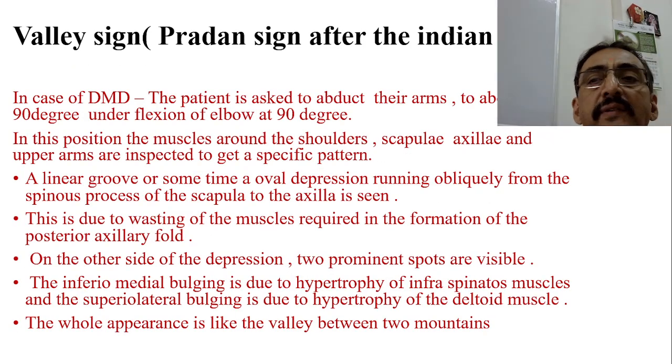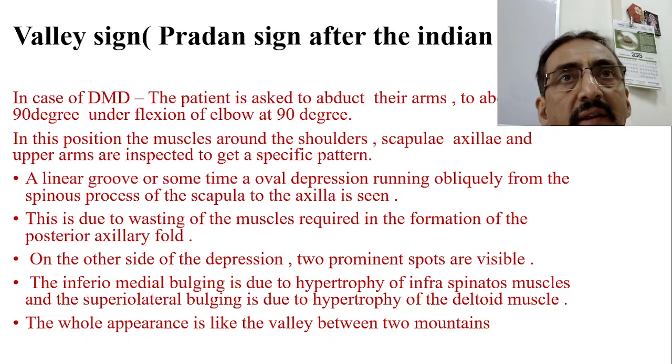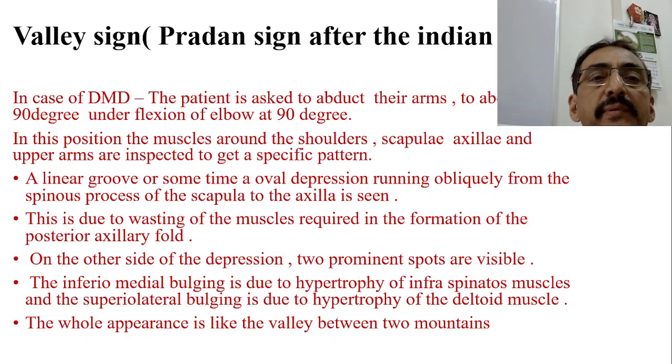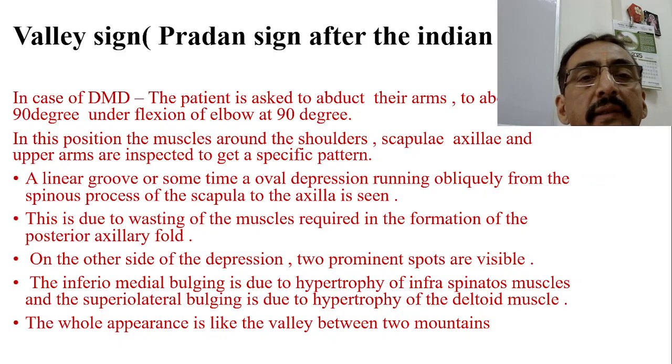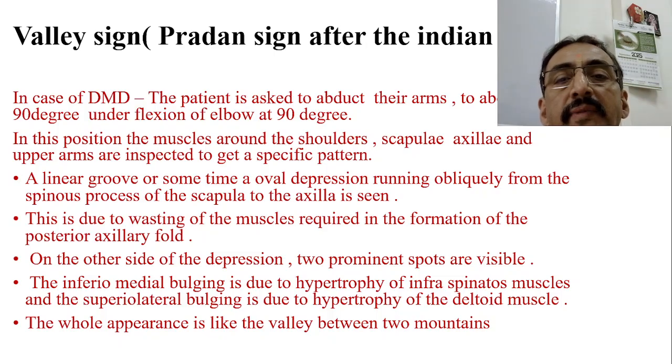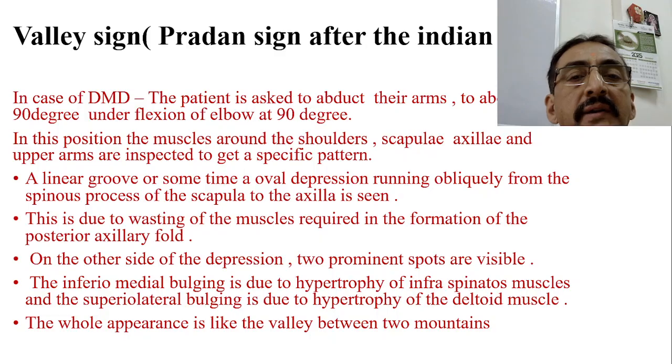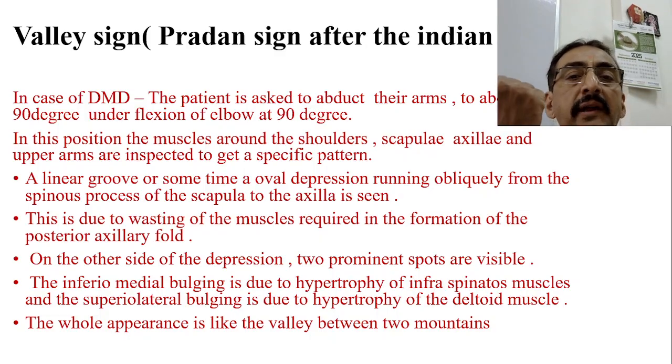Yes, there is one more sign which is called the Valley sign. One is Gowers sign, another one is the Valley sign. Valley sign is also called Pradhan sign, because this sign was first demonstrated by an Indian scientist, Dr. Pradhan. Therefore it is also called after his name, Pradhan sign. In the case of DMD, the patient is asked to abduct the arms about 90 degrees, with the elbow flexed at 90 degrees.